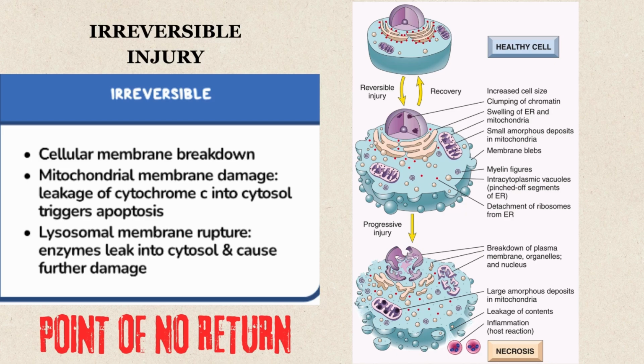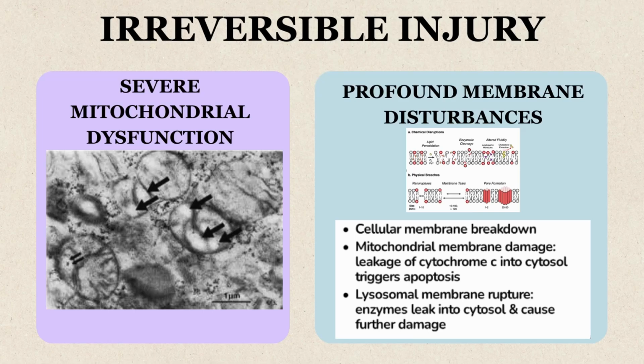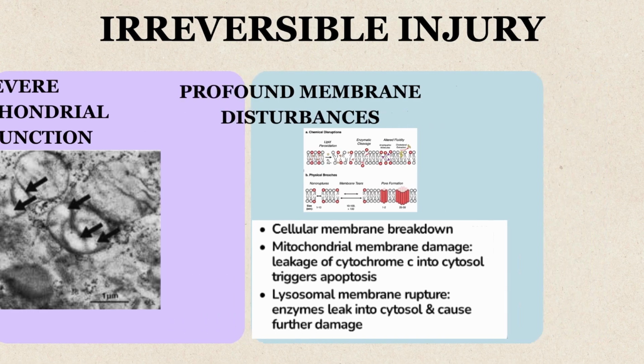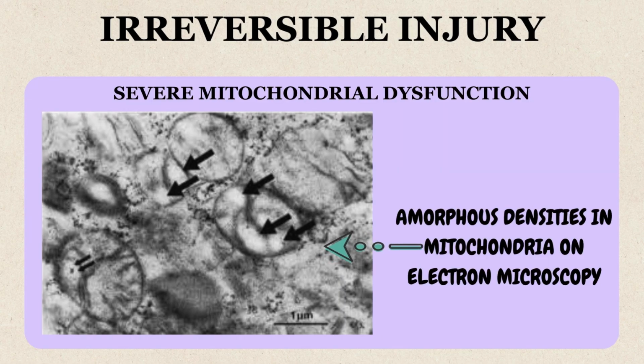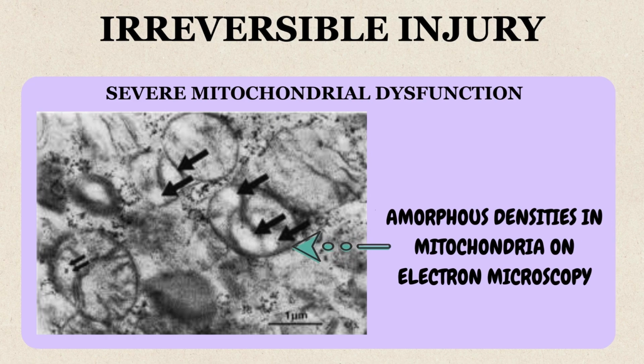How do we know it's over? Robbins identifies two phenomena that signal death: severe mitochondrial dysfunction and profound membrane disturbances. Even if oxygen returns, the power plants are too broken to restart. You see amorphous densities inside them on electron microscopy.